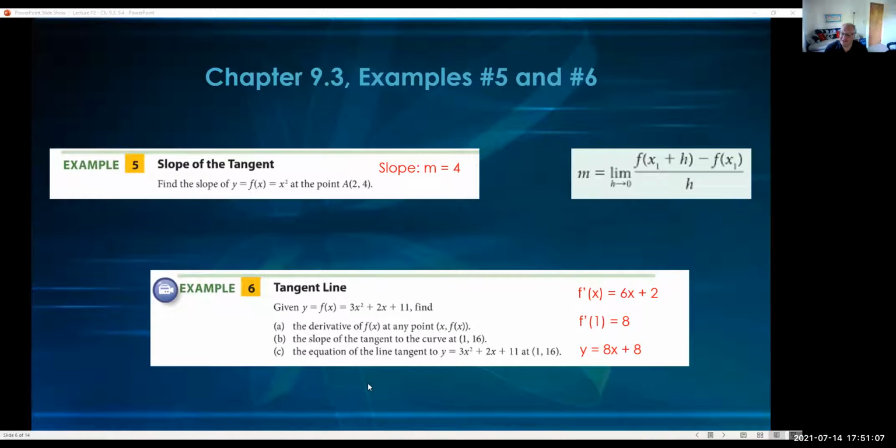Welcome back, students. Let's take a look at that answer. I know you guys are working on it, so I'm going to cut right to it right now.